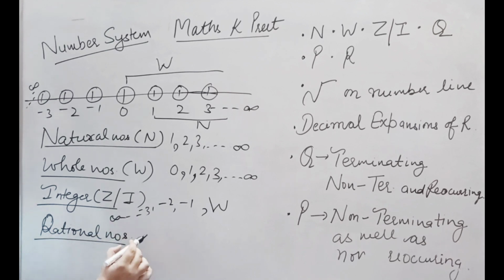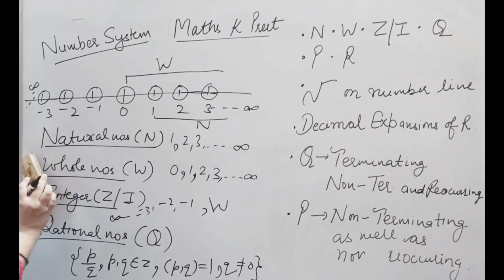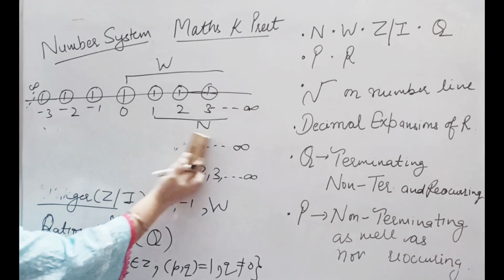Rational numbers. Notation is capital Q. So the number of the form P by Q, where P and Q both are belonging to integers, the greatest common divisor of P and Q must be 1 and Q should not be equals to 0. This is the definition for rational numbers. The numbers must be of the form this.